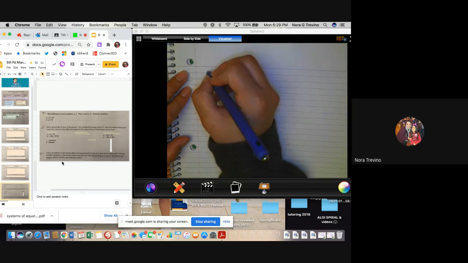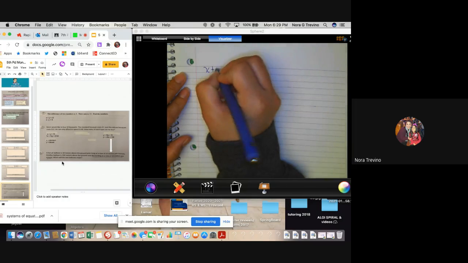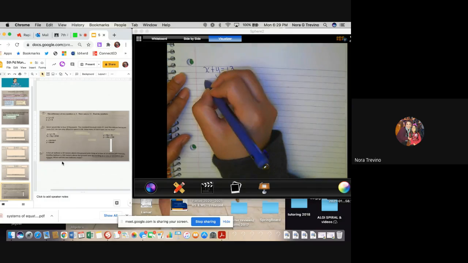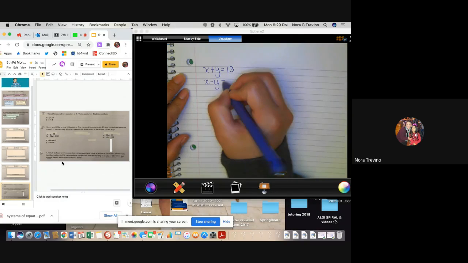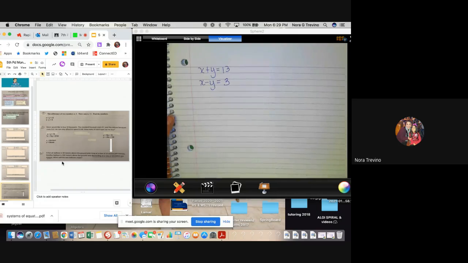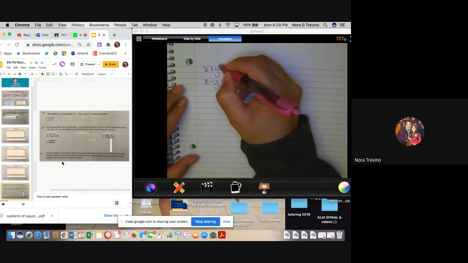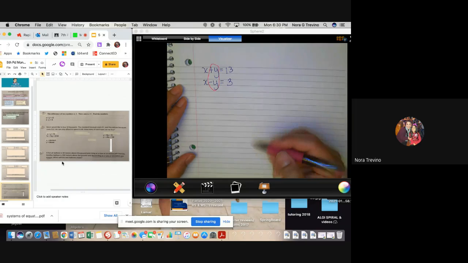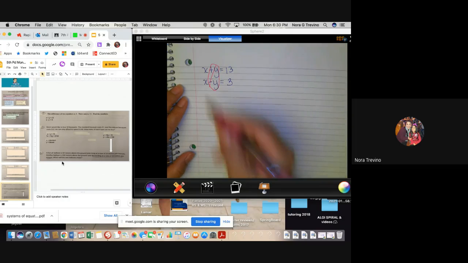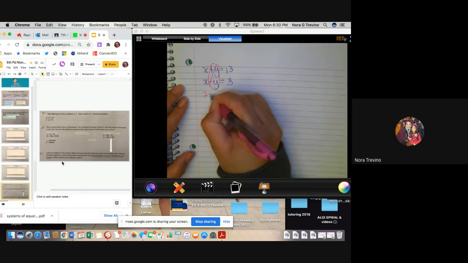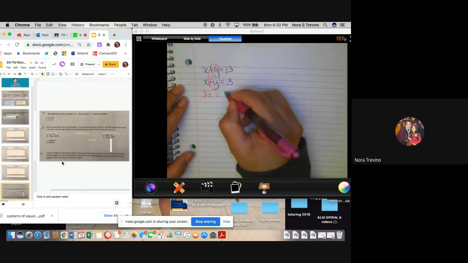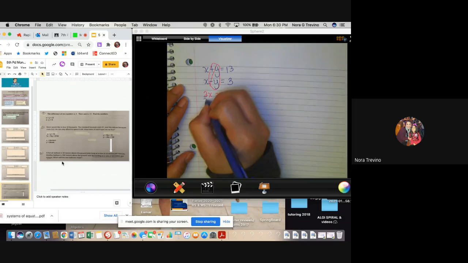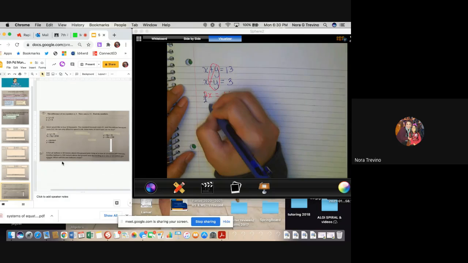All right. So the next system was x plus y equals 13 and x minus y equals 3. That one's easy, guys. I wouldn't even need the matrix shortcut because it's super ready for us to eliminate. Look, y plus a negative y cancels. x plus x is 2x equals 13 plus 3 is 16. Divide by 2, divide by 2, x is 8.